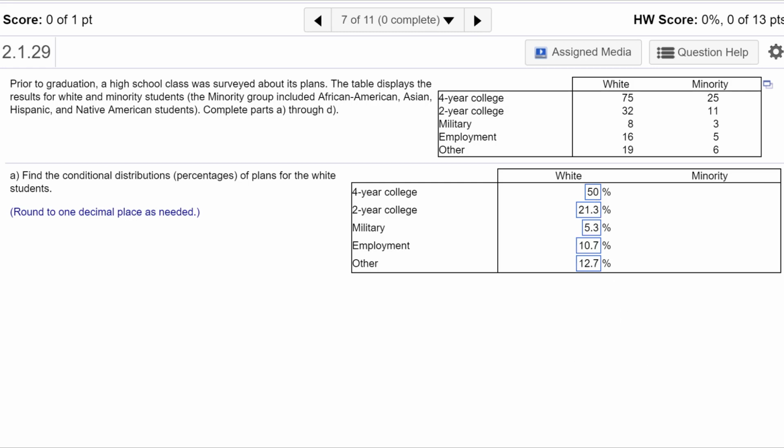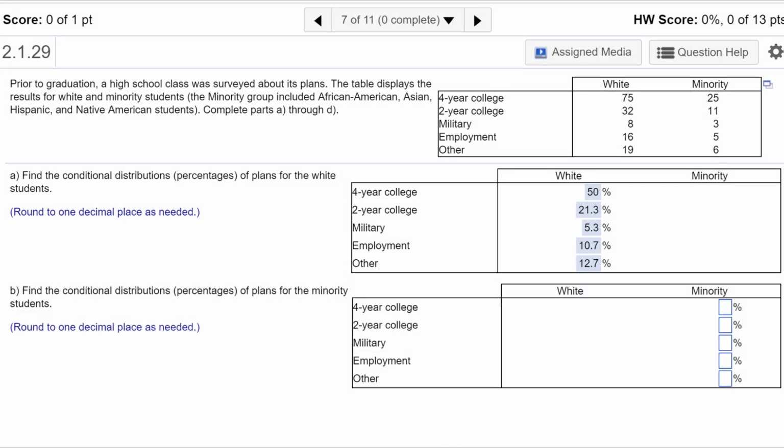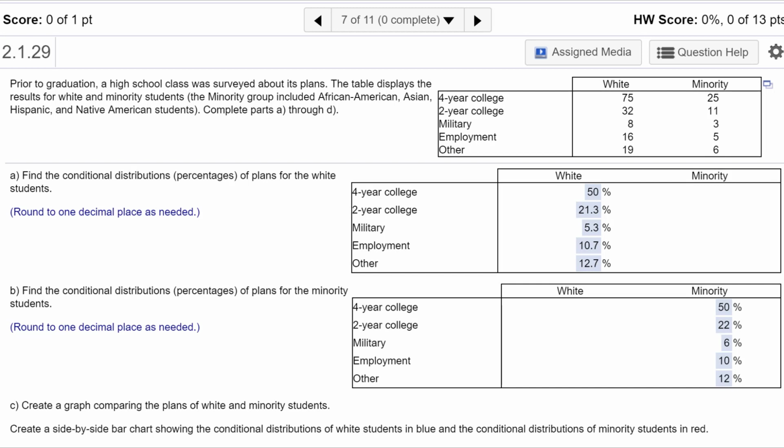Once we have all those, I'm going to go and press check answer. And we do exactly the same thing for the minority group. Okay, I went ahead and just filled that out. The denominator here was 50, which made these numbers come out really nice. Continue. Create a graph comparing the plans of white and minority students.